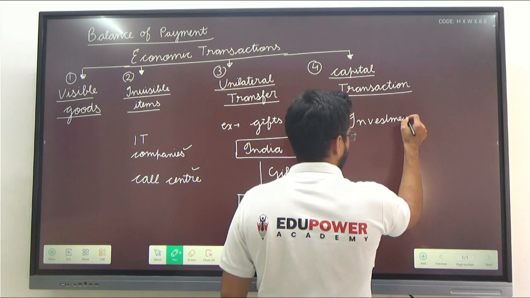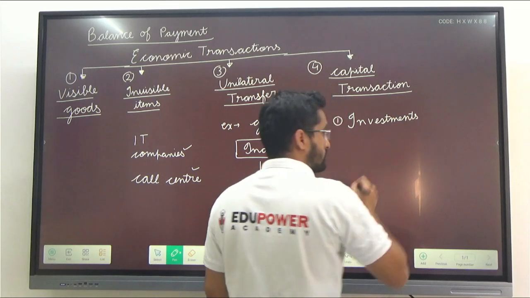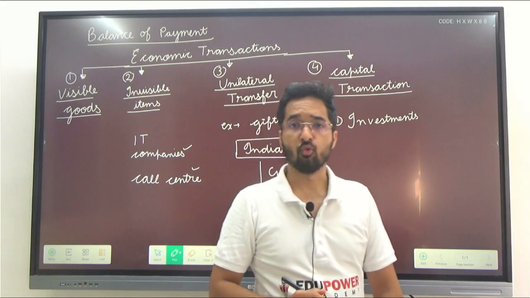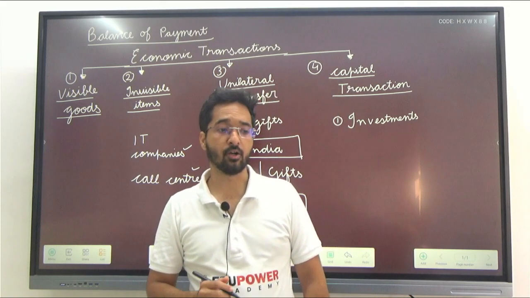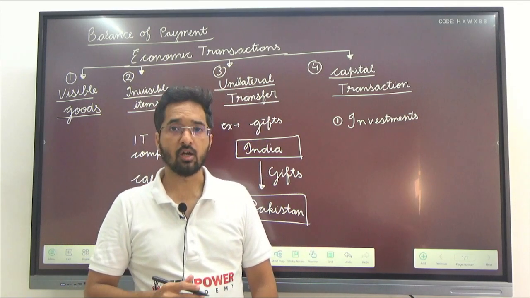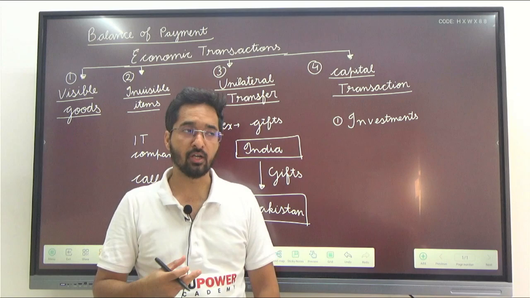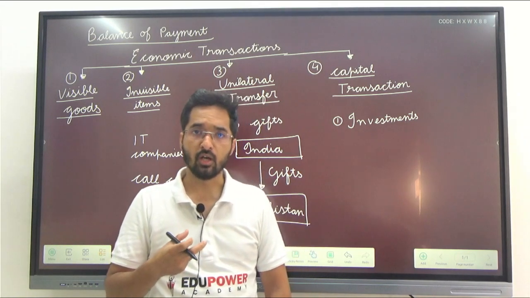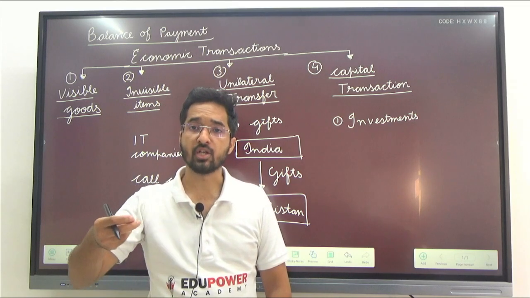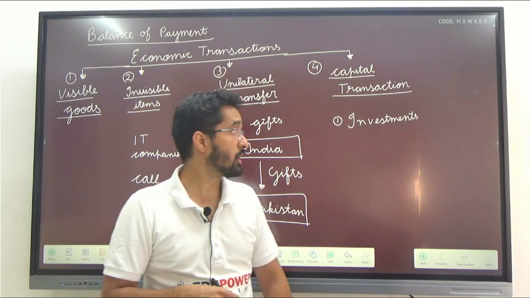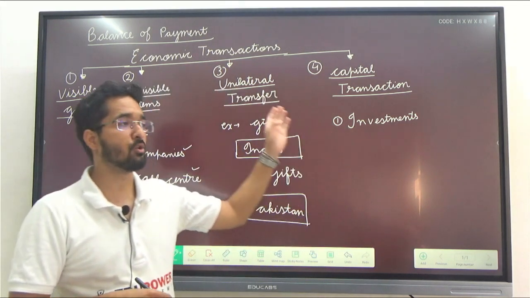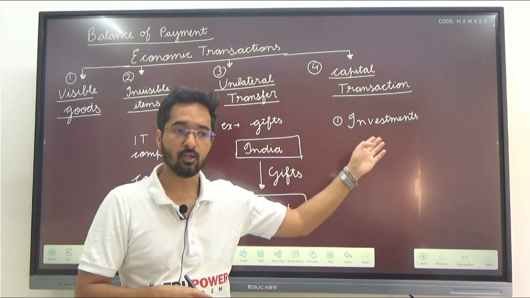Okay, investments. Suppose we have Elon Musk. Elon Musk is the CEO of Tesla. And what does Tesla do? Tesla manufactures electric cars. So suppose Elon Musk feels that India has a demand for electric cars. India has a young bubbling population and a growing economy. So what will he do? He will come to India and establish a Tesla factory in India. Basically he will invest money in India. So that kind of transaction will come under the investments head.